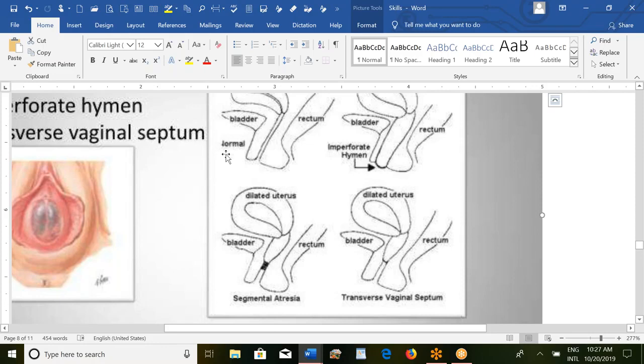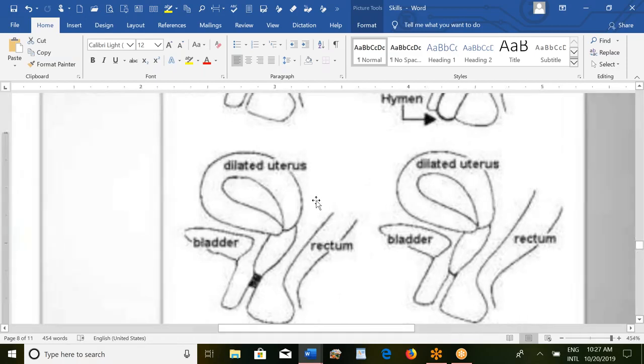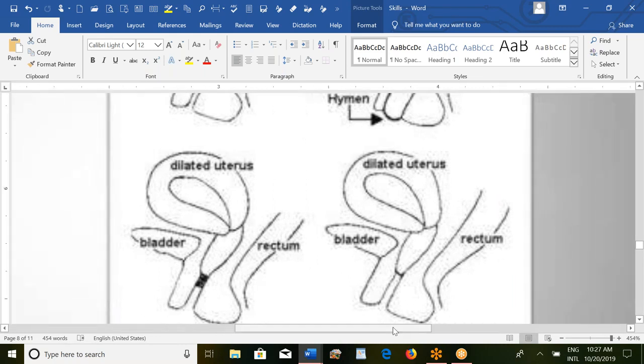Okay, so look at this one. This is a normal person, okay? Is that normal? Yes. There is no obstruction, nothing. So these patients will present with primary amenorrhea, and there can be first causes. You have to exclude local causes. Like here is imperforate hymen, which is a double fold of epithelium, so it is blocking the passage.